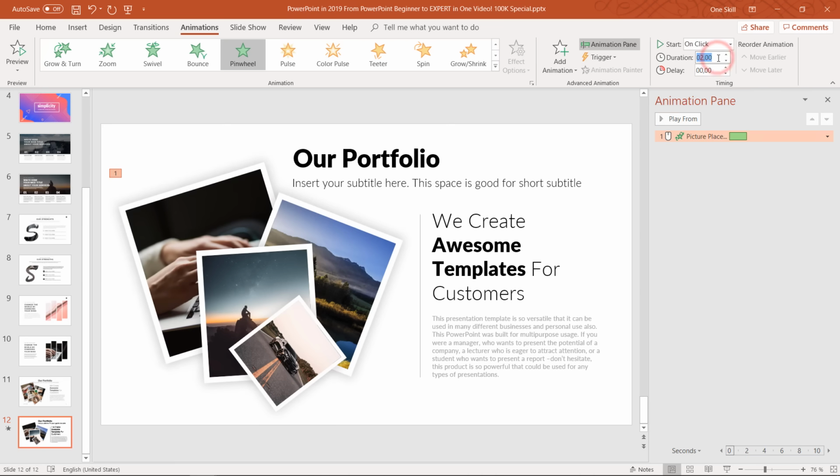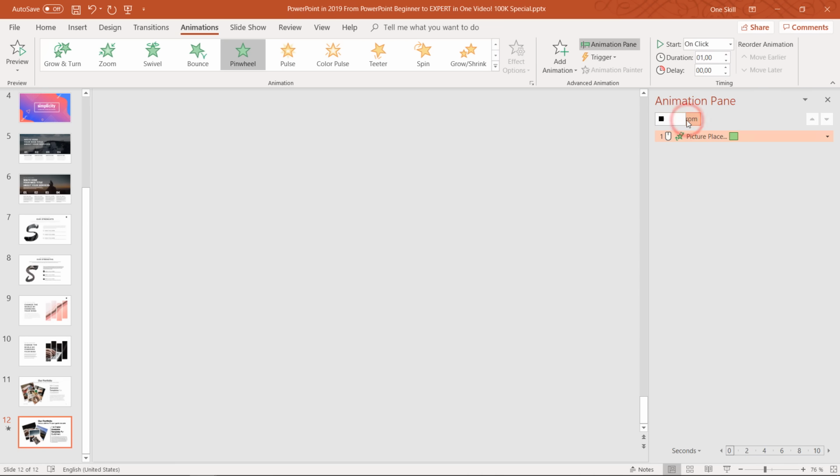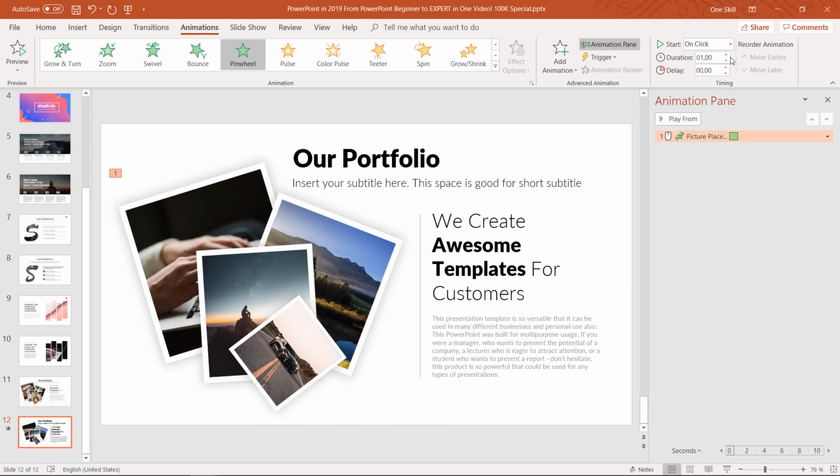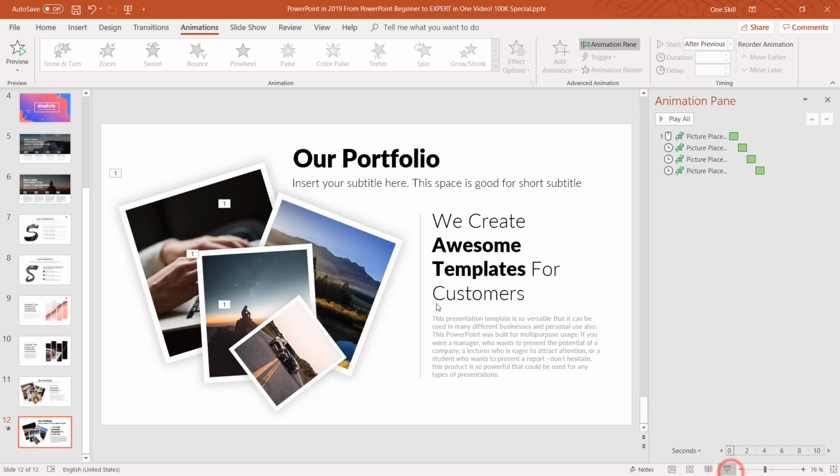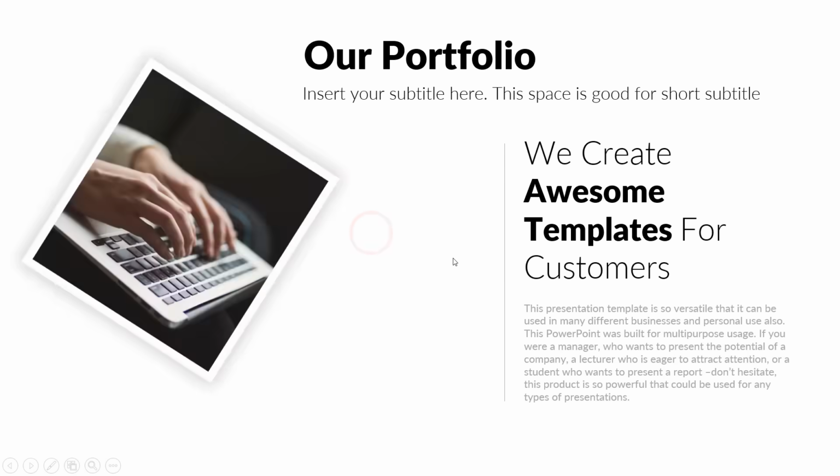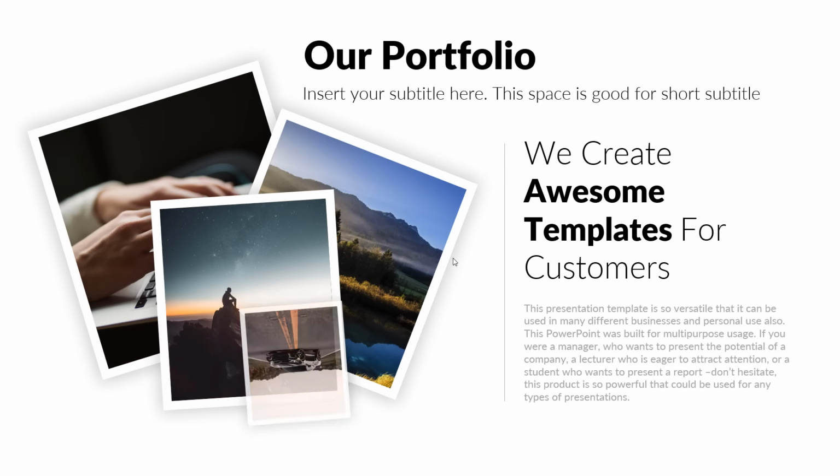So let's reduce the duration to 1 second, so it flies in faster. Okay, and now we can select this photo, click on Animation Painter, and we can paste this animation to the rest of the photos. Just select 3 of these last photos and click on After Previous. So the rest of the animations will start automatically after each of the previous animations. Well, let me just show it to you. So, first of all, I click, and then all of the animations come in. Beautiful.